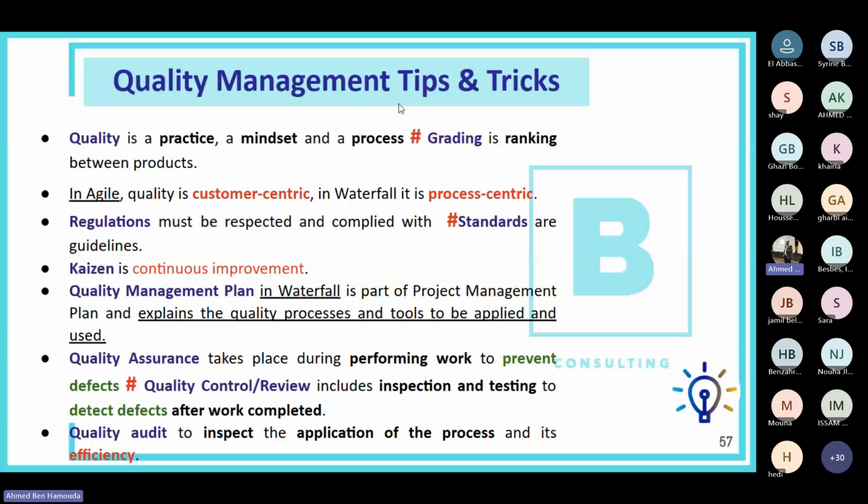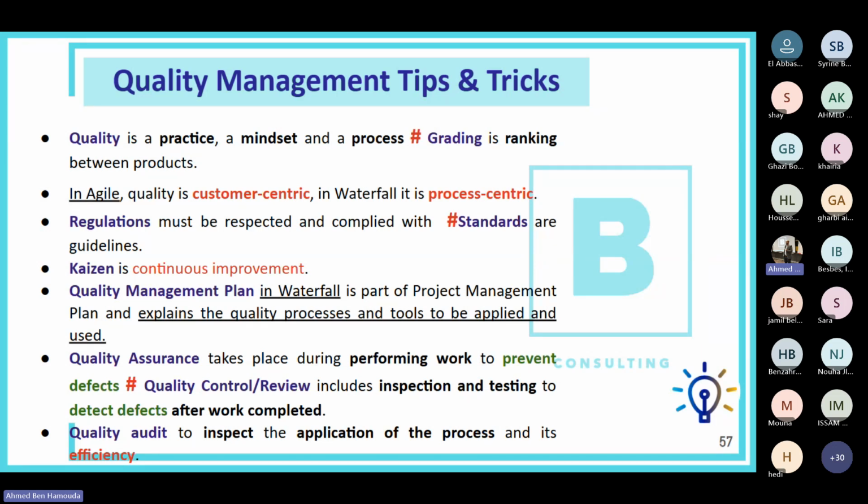All right, now let's have some tips and tricks for quality management in the PMP exam. Remember that, first of all, quality is a mindset actually, and it is a process to be followed. And quality is different than grading. So quality is the characteristics that need to be present in a deliverable, whereas grading is the ranking actually between the products.